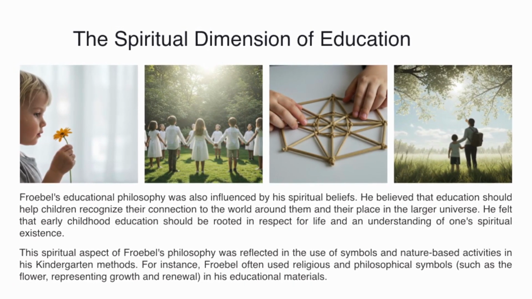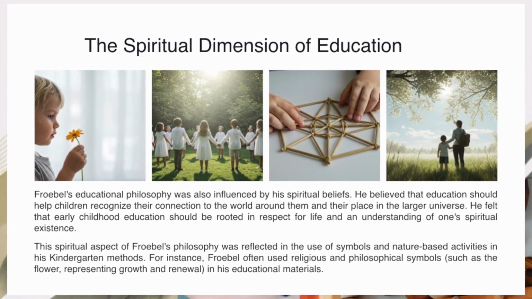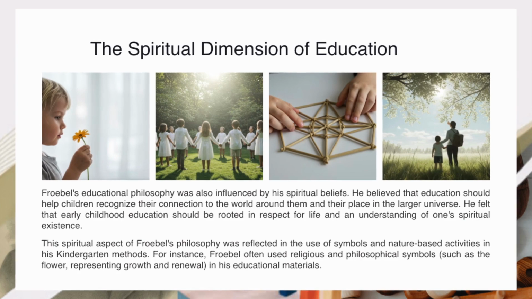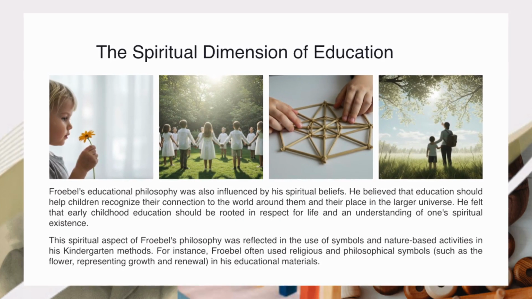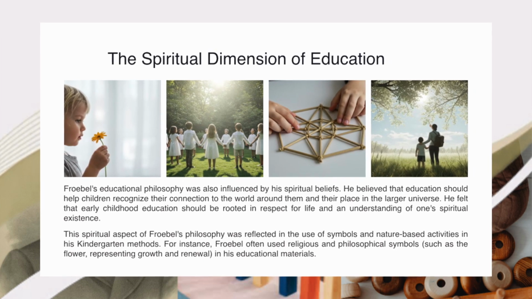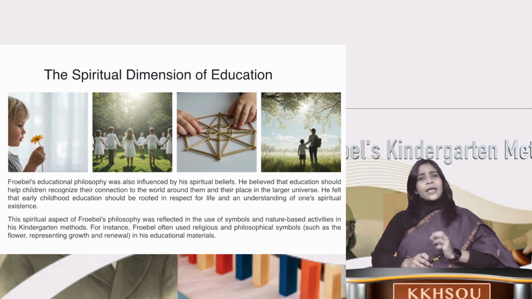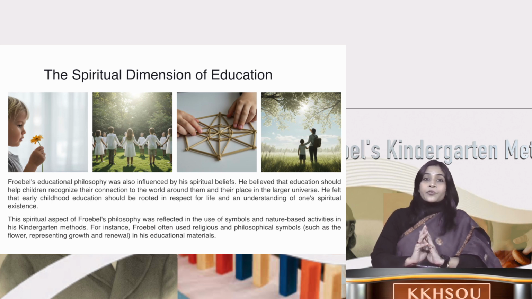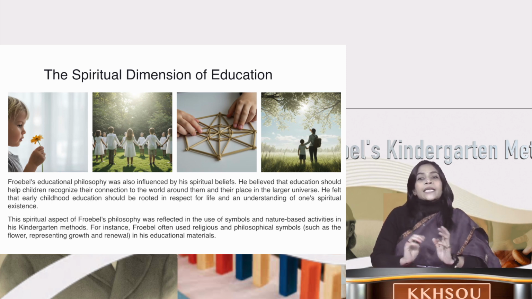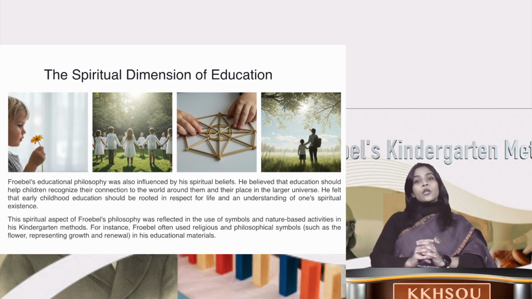And next thing is here, the spiritual dimensions of education. Froebel's educational philosophy was also influenced by his spiritual beliefs. He believed that education should help children to recognize their connection to the world around them and their place in the larger universe. He felt that early childhood education should be rooted in respect for life and an understanding of one's spiritual existence. This spiritual aspect of Froebel's philosophy was reflected in the use of symbols and nature-based activities in his kindergarten methods. For instance, Froebel often used religious and philosophical symbols, such as the flower representing growth and renewal, in his educational materials.